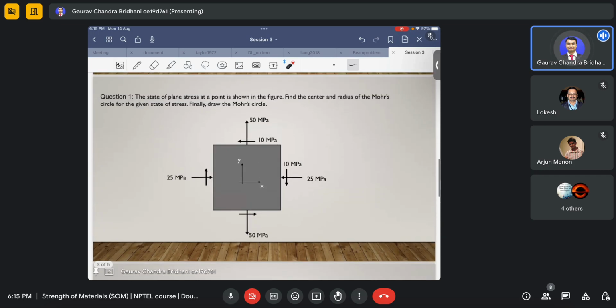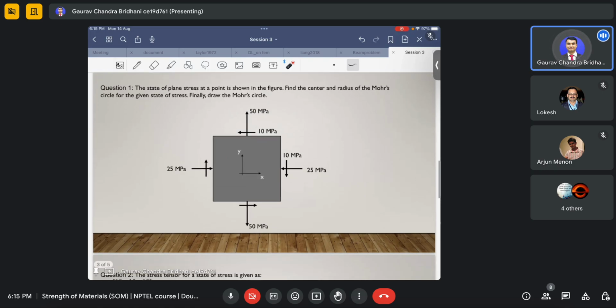So we'll solve this first problem. As you can see, we have a sigma xx value, we have sigma yy, and we have tau xy. But you have to be very vigilant about the directions of the arrows which I have shown. You have to be very careful with that, because that will be incorporated in the stress tensor matrix. How the stress tensor component sign changes is very important. So let's solve the first problem.